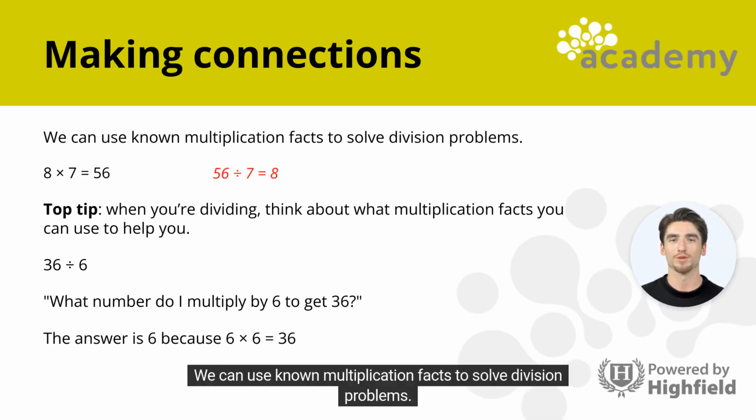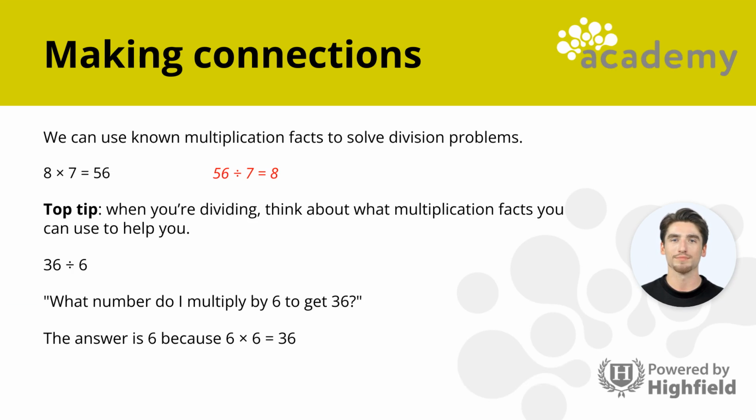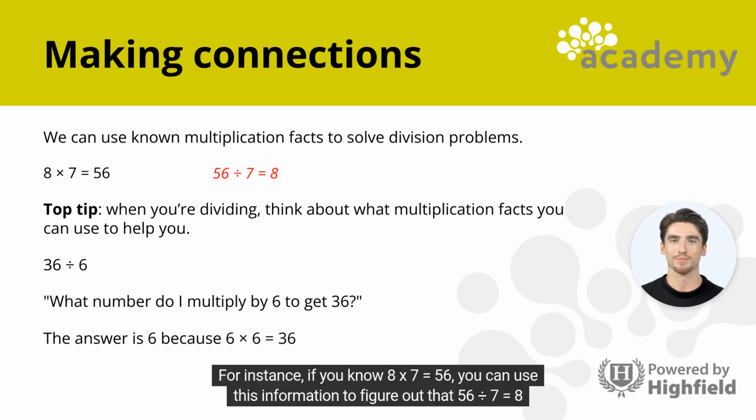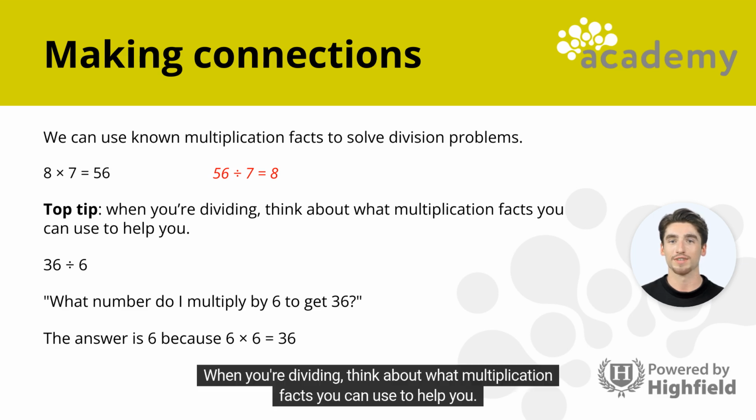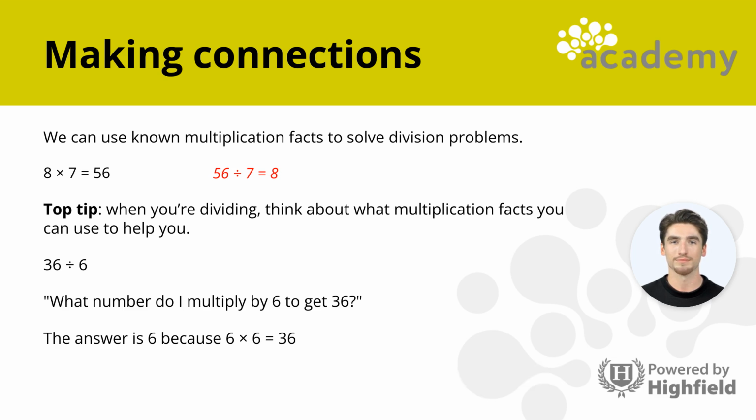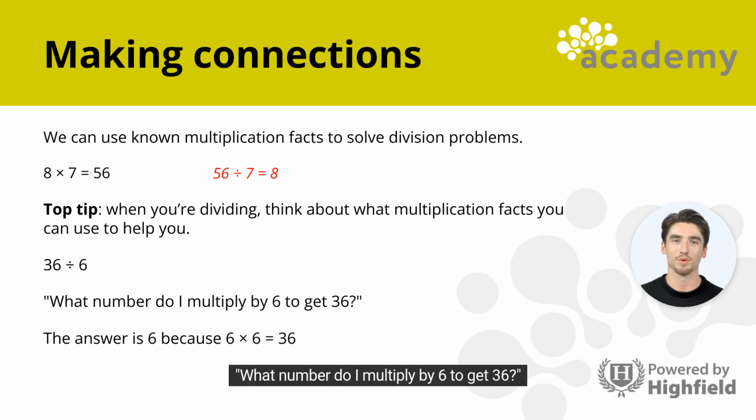We can use known multiplication facts to solve division problems. For instance, if you know 8 multiplied by 7 equals 56, you can use this information to figure out that 56 divided by 7 equals 8. Here's a top tip to help you. When you're dividing, think about what multiplication facts you can use to help you. For example, to solve 36 divided by 6, think, what number do I multiply by 6 to get 36? The answer is 6 because 6 multiplied by 6 equals 36.